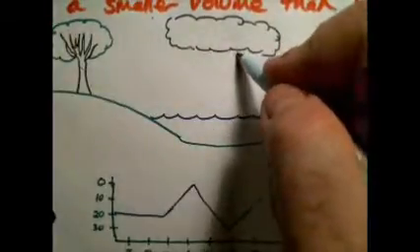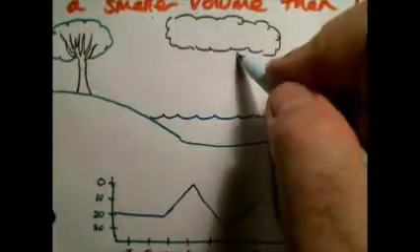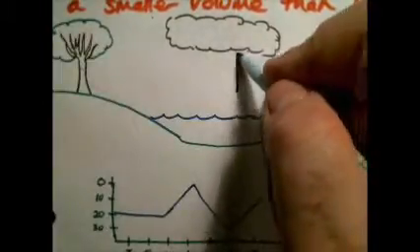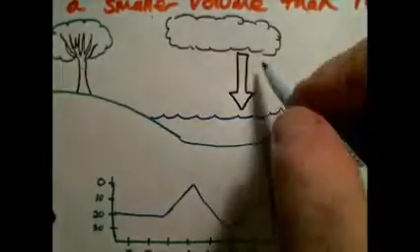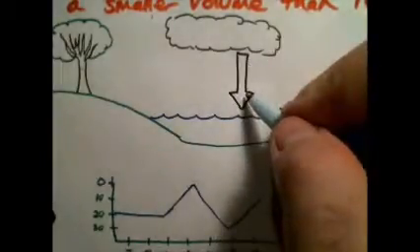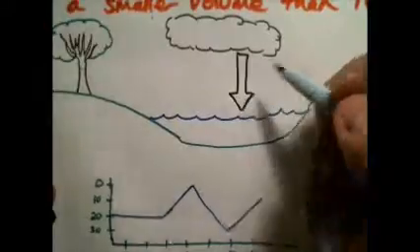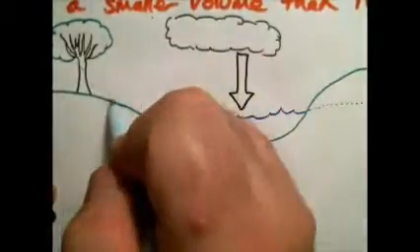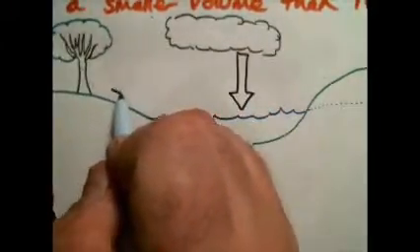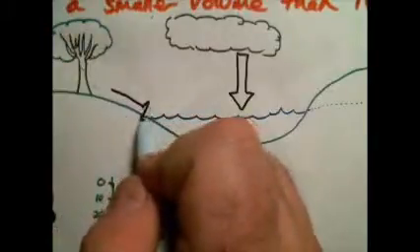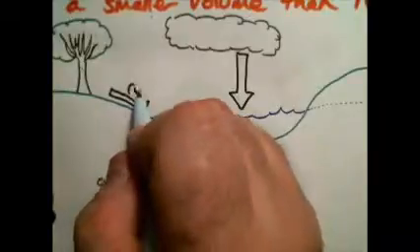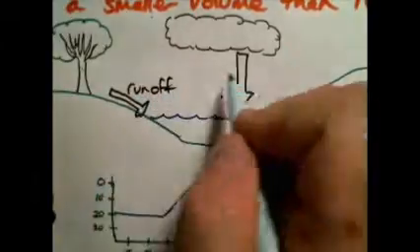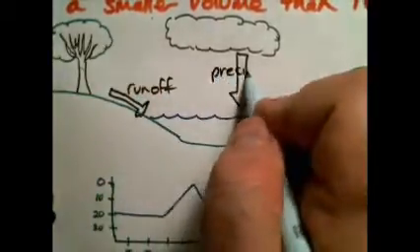Remember that when you have rain, snow, sleet, all those kinds of things falling down, that is called precipitation. And precipitation, when it falls on land, if it flows over the surface of the land, we call that runoff. I guess I'll write precipitation over here.